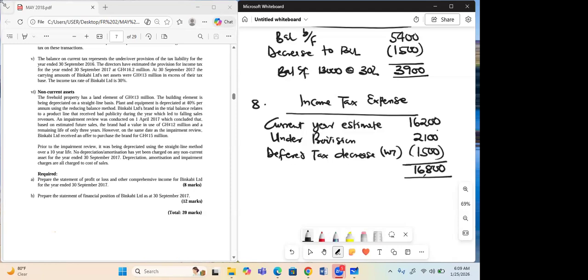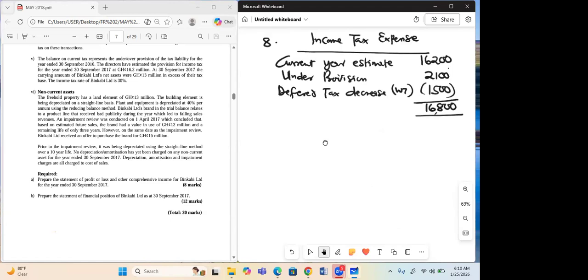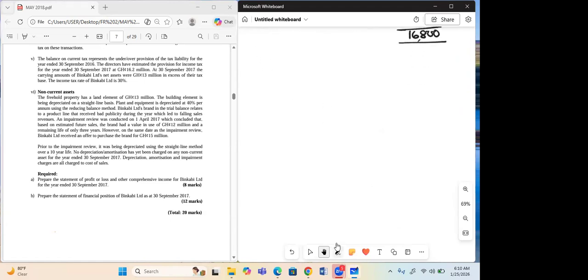Binkabi Limited's brand in the trial balance relates to a product line that received bad publicity during the year, which led to falling sales revenue. Now, a brand is an intangible asset. After recording falling sales revenue due to bad publicity, this is an indication of impairment, true or false? Yes, true. So let's do depreciation and amortization.